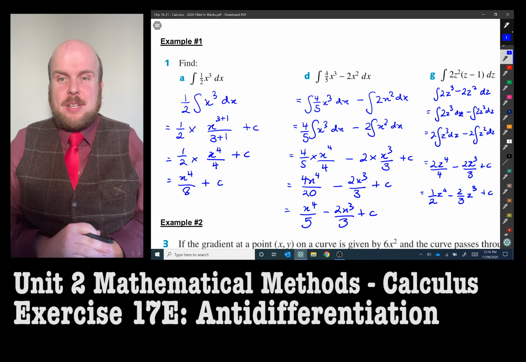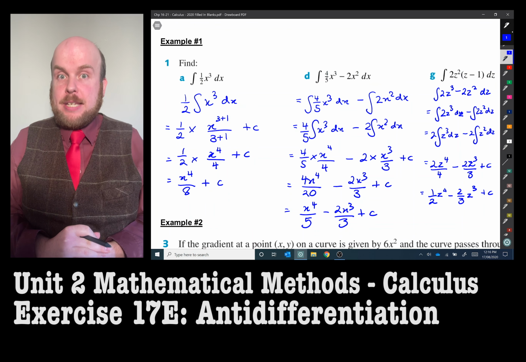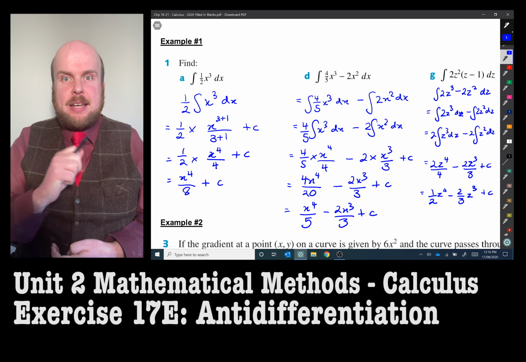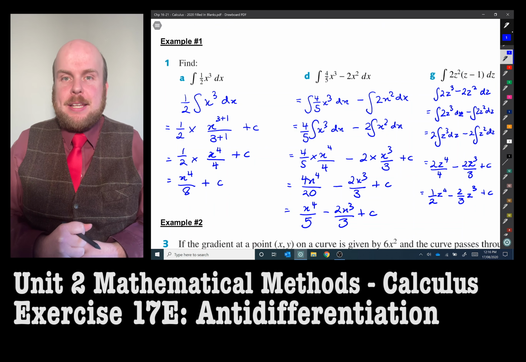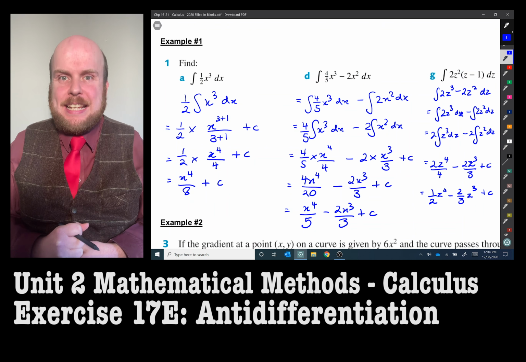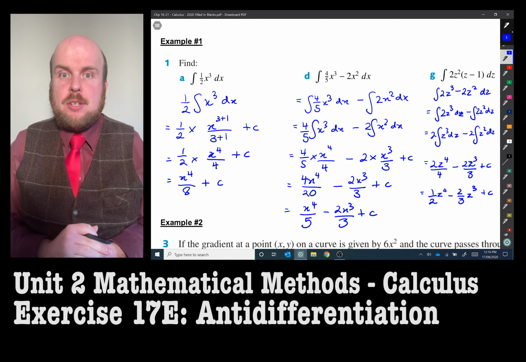You may also notice I did a small scribble. I accidentally wrote dx instead of dz. That is a common mistake a lot of people make. Please make sure that you get the right d whatevers, otherwise it's considered to be wrong.